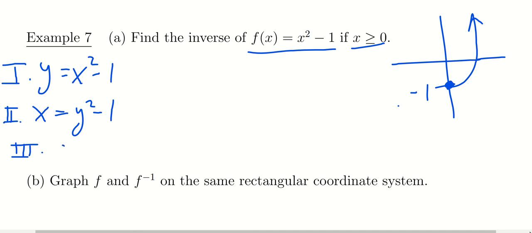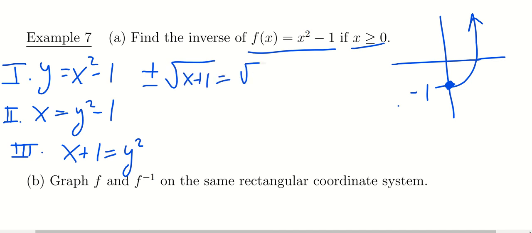The first step would be to add 1 to both sides. We get x plus 1 equals y squared. To get the y by itself, the next step would be to take the square root of both sides. Now, normally speaking, we would have a positive and a negative root. But because of this restriction, because we're requiring x to be greater than or equal to 0, that gives us just the positive root. Okay?